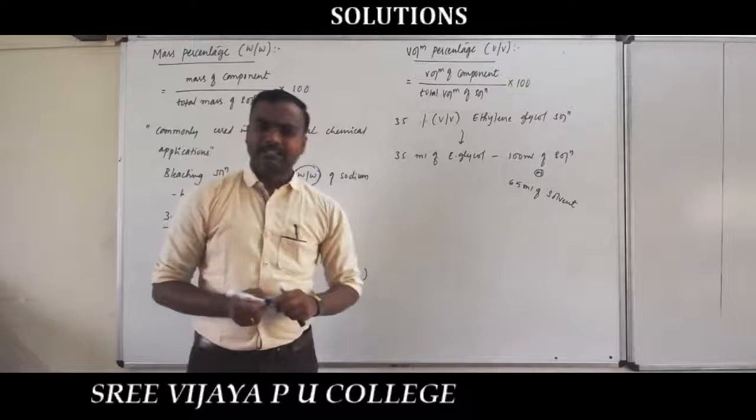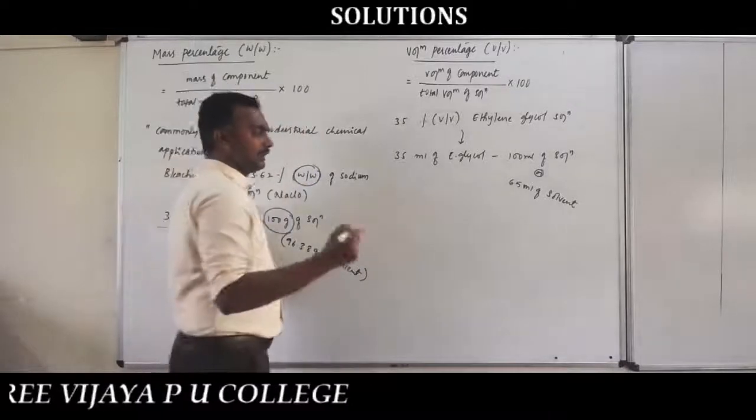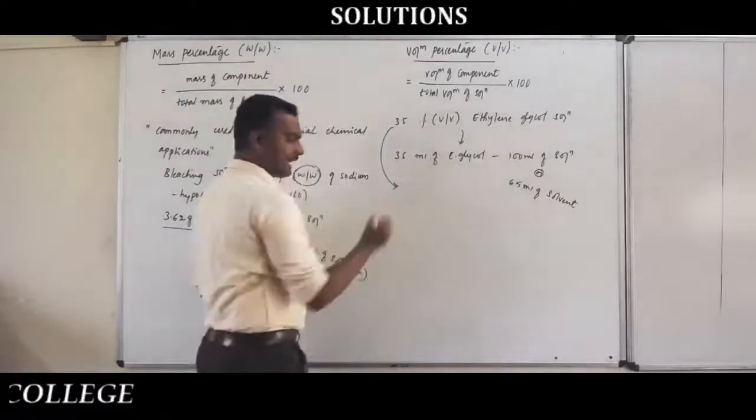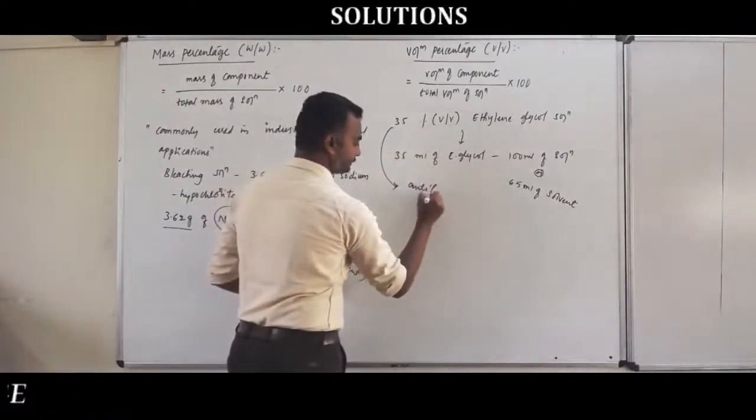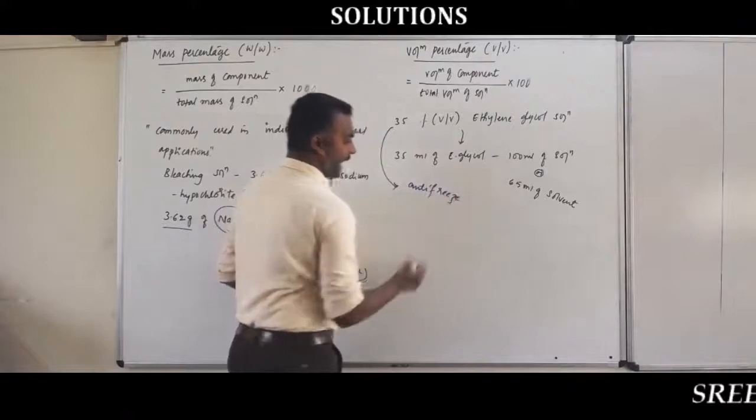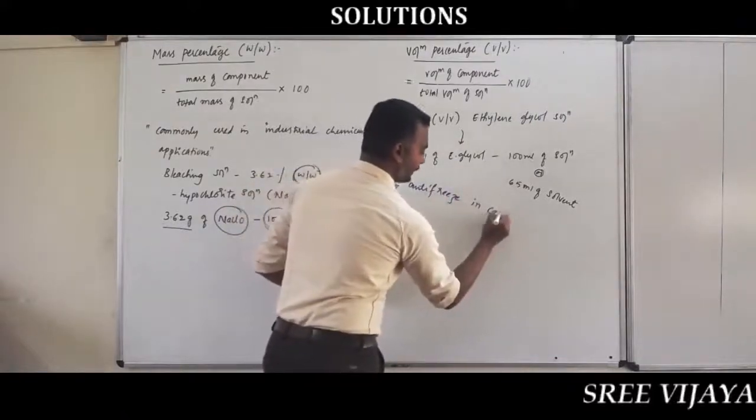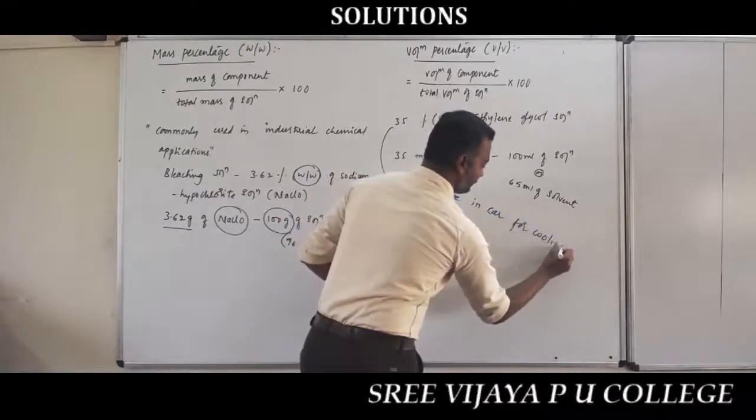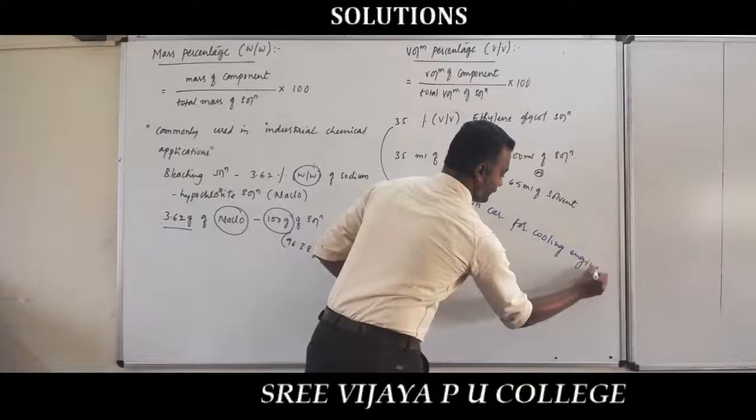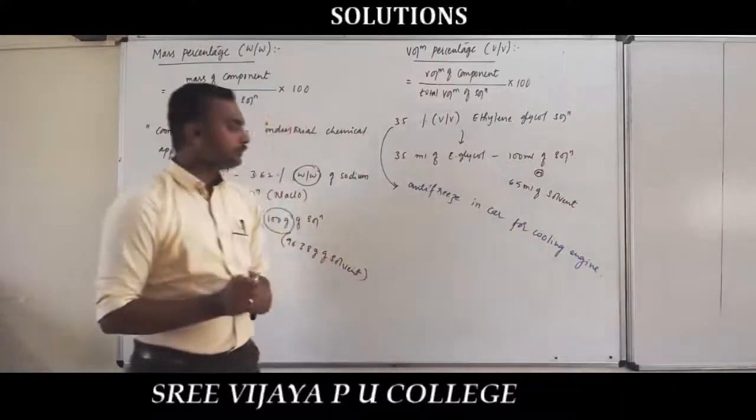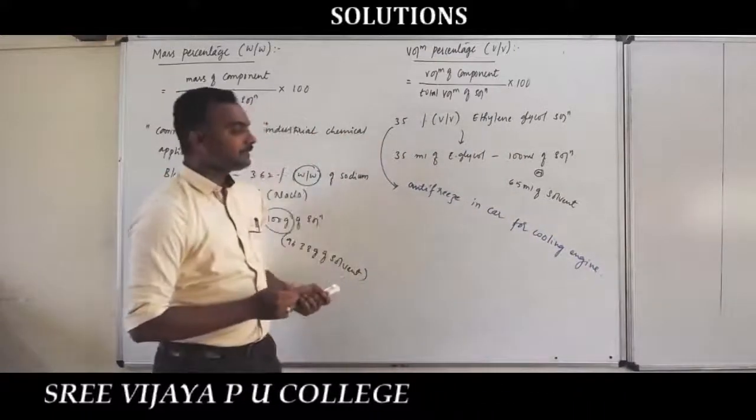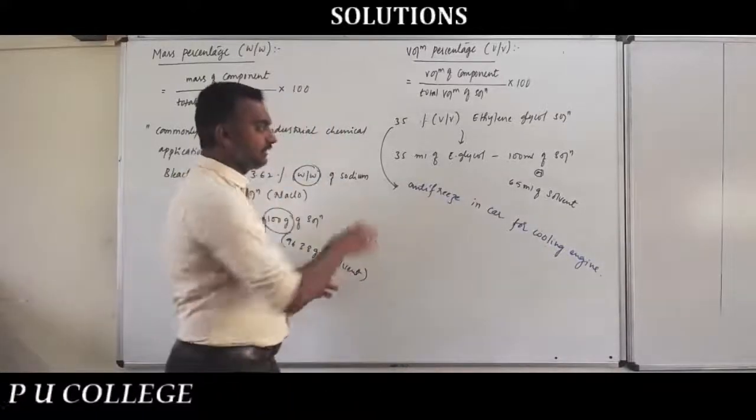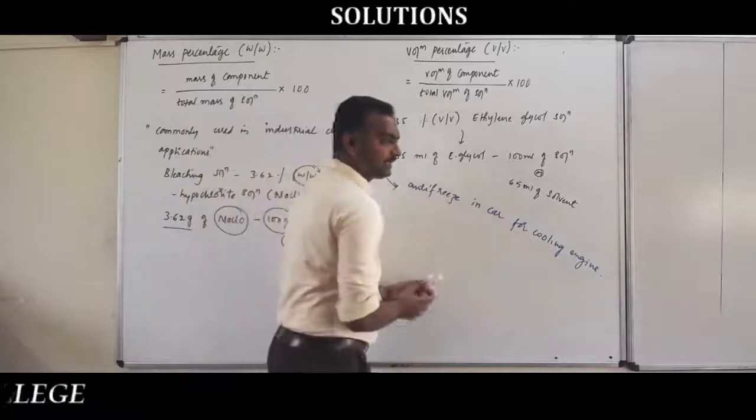One more important CET question. In CET or a competitive exam, they can say that 35% V by V ethylene glycol solution is used as antifreeze in a car for cooling the engine. So among the following, which is used as an antifreeze in a car for cooling the engine? What is the meaning of antifreeze?